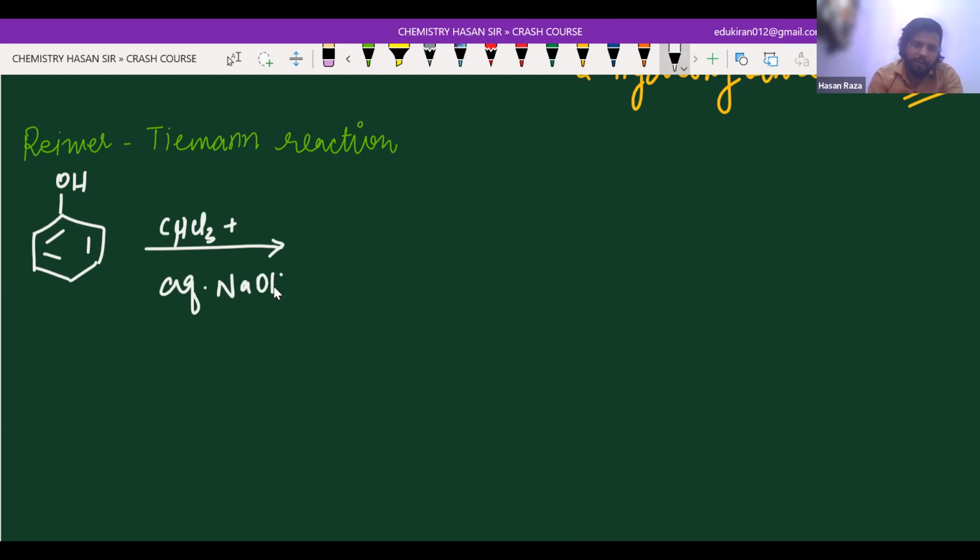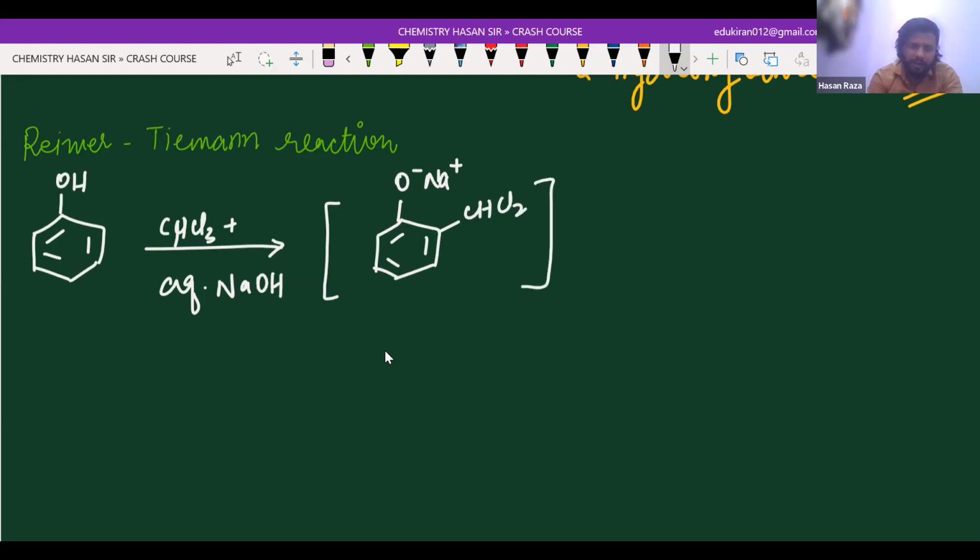Then we will be getting an intermediate that is like this. This is your phenol, O negative, Na positive, the phenoxide ion, and then CHCl2. And this is your intermediate.